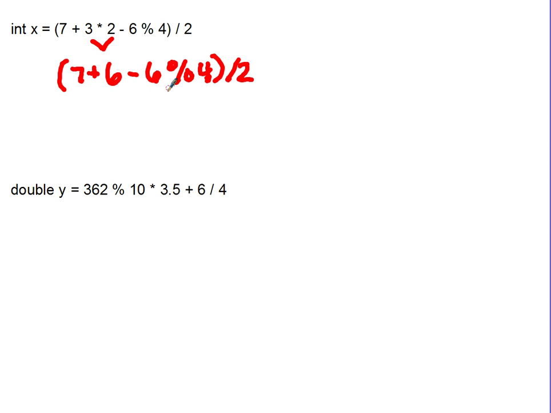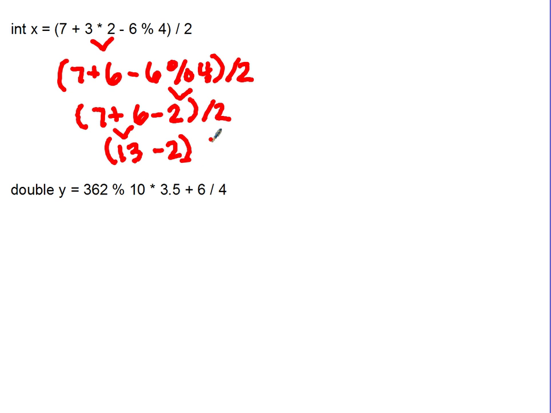I'm still going to be inside my parentheses. I've got addition, subtraction, but I have a modulus. So I divide 6 by 4 and I get 2 things left over. So now I have 7 plus 6 minus 2 divided by 2. So now addition and subtraction, I evaluate the one on the left first. So I get 13 minus 2 divided by 2. 13 minus 2 is going to give me 11.